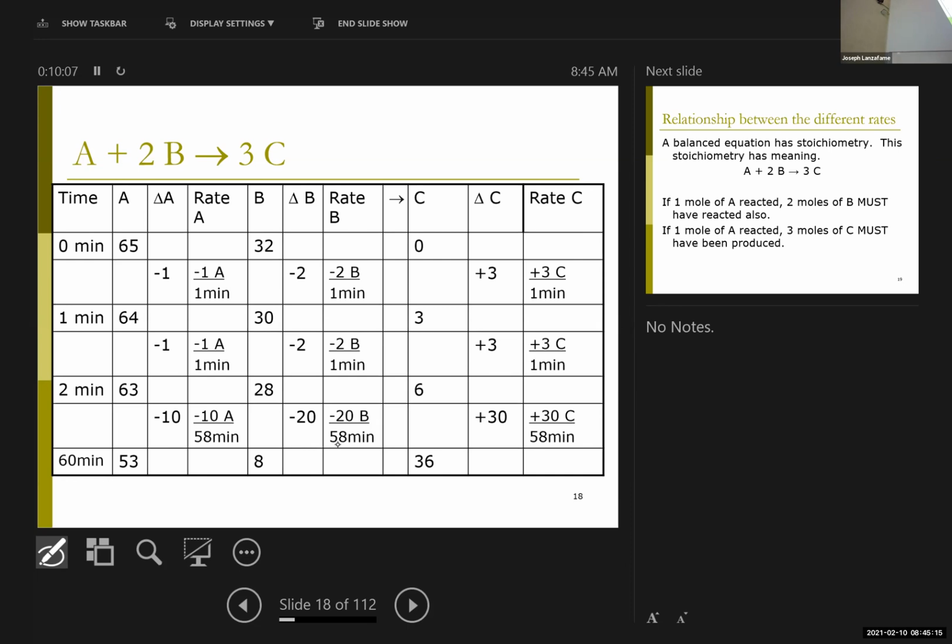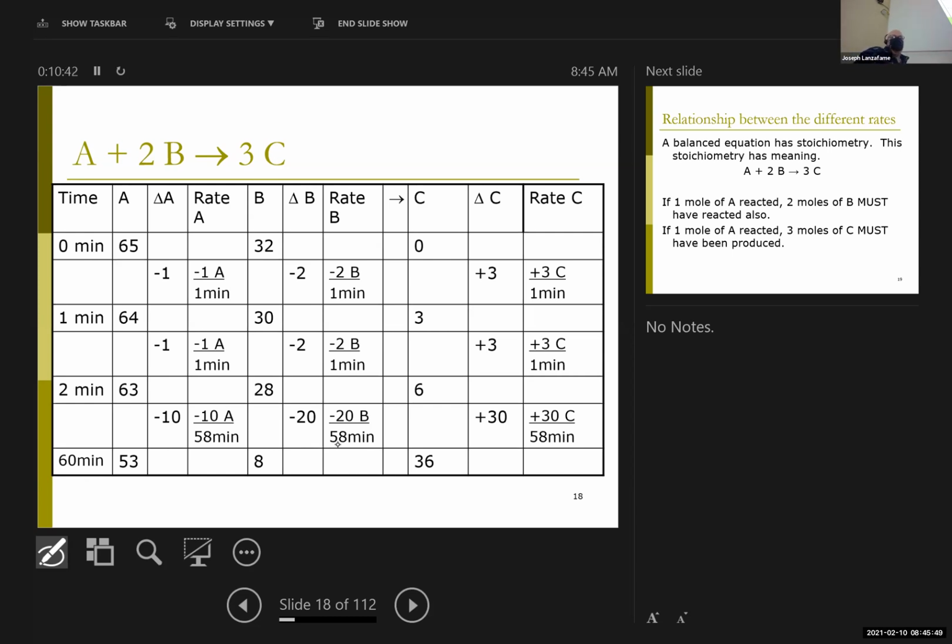Now, this isn't terribly surprising, right? After all, I knew what the stoichiometry of the reaction was when I started. I have to be losing B's twice as fast as A or I'm not doing this reaction. And it's correctable, right? Stoichiometry would allow me, even without measuring B, to know that if I measured the A to be minus 1 per minute, the B is minus 2 per minute because of stoichiometry.